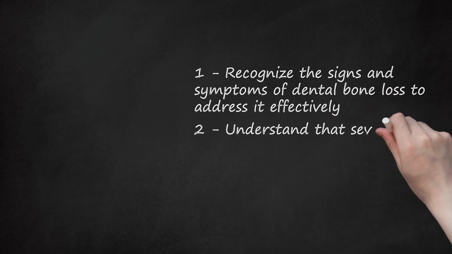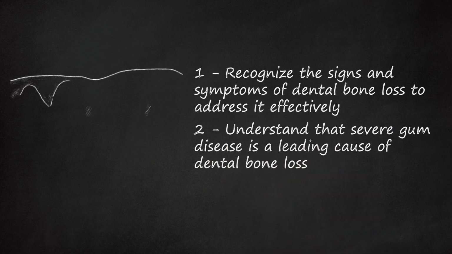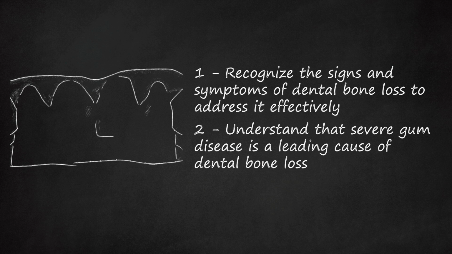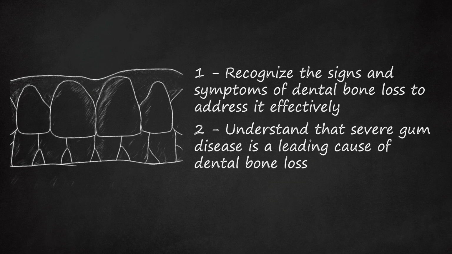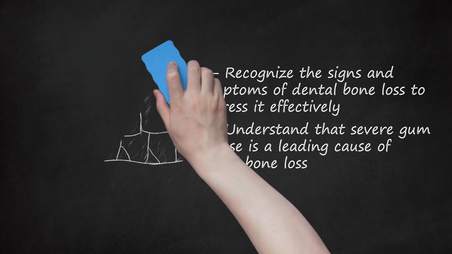2. Understand that severe gum disease is a leading cause of dental bone loss. Periodontitis or severe gum disease, caused by the bacteria found in plaque, results in dental bone loss. The bacteria present in plaque inhabit your gums and secrete toxins that cause your bone to shrink. Additionally, your immune system can contribute to bone loss as it is in the process of killing bacteria. This is because your immune cells secrete substances, for example, matrix metalloproteinases, IL-1 beta, prostaglandin E2, and TNF alpha, that can also promote bone loss.